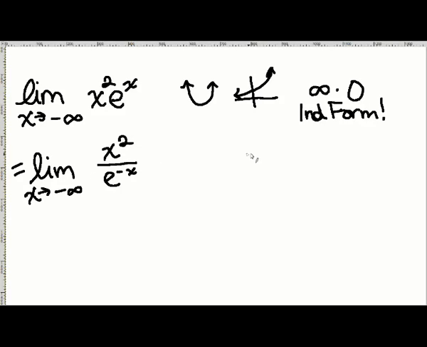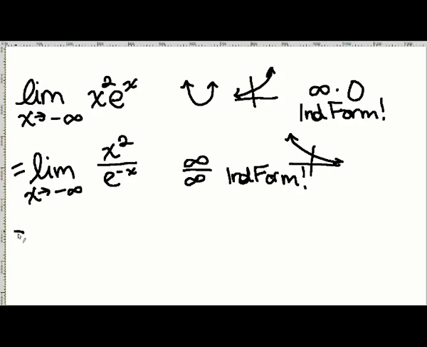When I think about this rewritten limit, as x goes to minus infinity, x squared is still going to infinity. It's still the same graph. But e to the minus x, that's the flip horizontally of e to the x. So that is going to infinity. So now I get an infinity over infinity indeterminate form, which doesn't feel like I've made it any simpler, except that infinity over infinity indeterminate forms allow us to use L'Hopital's rule.